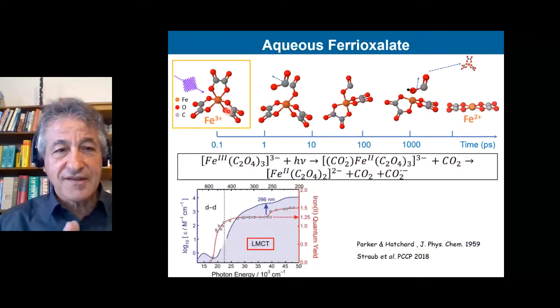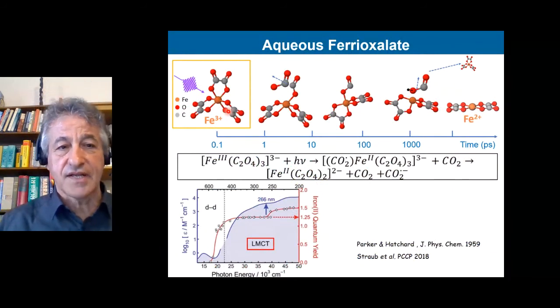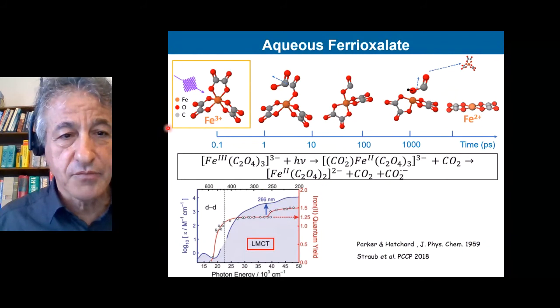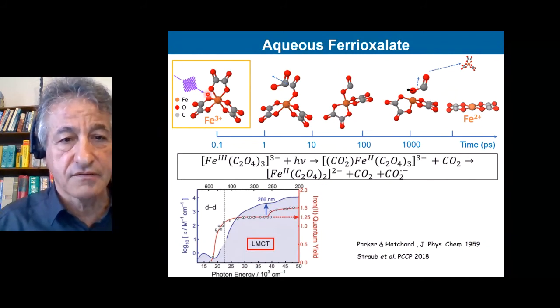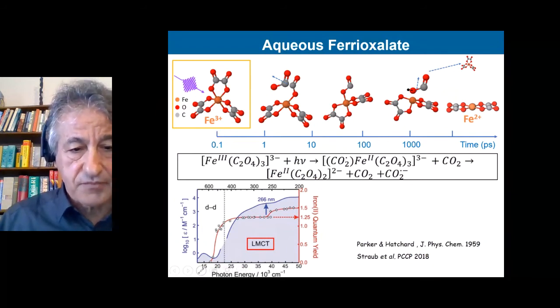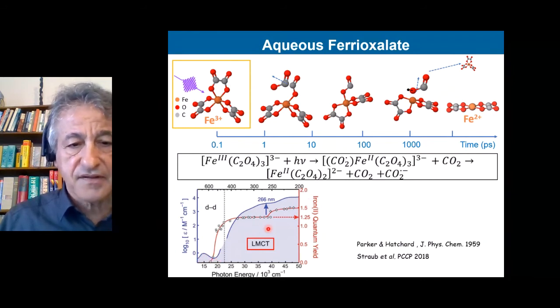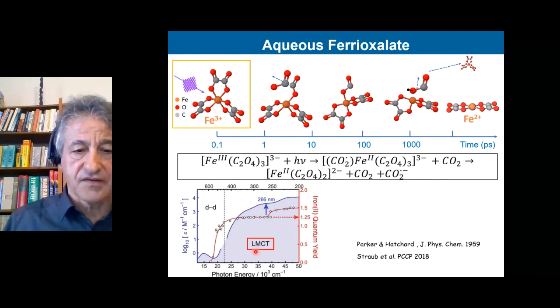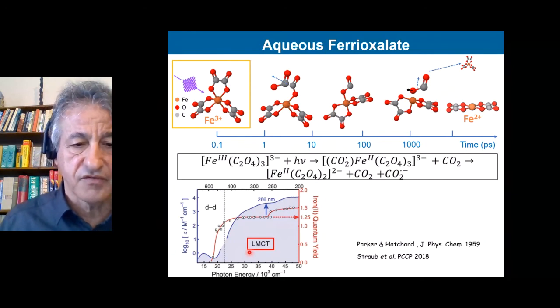Okay, so the system we looked at was aqueous ferrioxalate. This is a very interesting molecule. It contains an iron atom at the center with oxalate ligands, and it has a helical structure. And if you look at the absorption spectrum, you have in the red and near infrared the dd transitions within the metal atom, and then you have the strong blob. This was still debated: is this ligand to metal charge transfer or some other form of state?